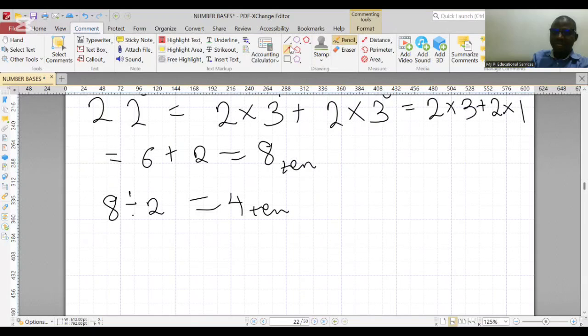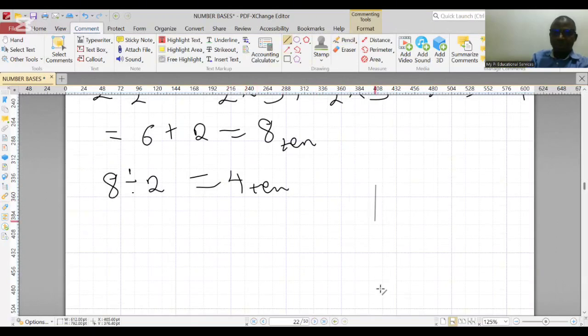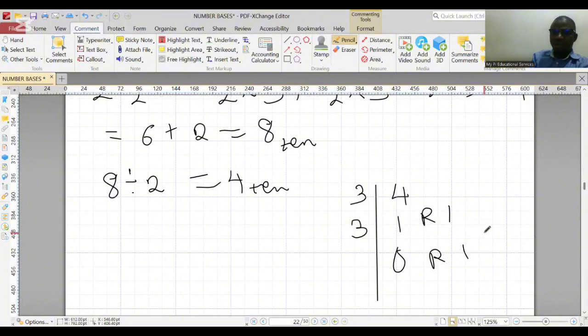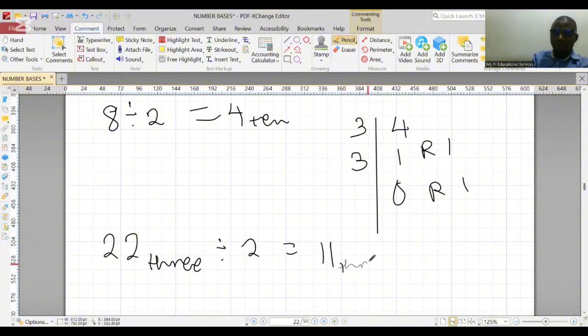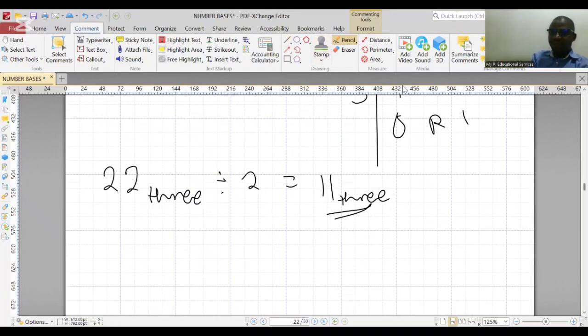The next step is to change this back to base 3. So we divide 4 by 3. 4 divided by 3 will give you 1, with a remainder of 1. Again, 1 divided by 3 is 0, with a remainder of 1. So finally, the answer: 2 base 3 divided by 2 will give you 11 base 3. So that's the answer. Now let's take a look at another example, example 2.